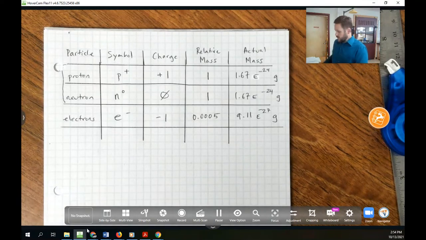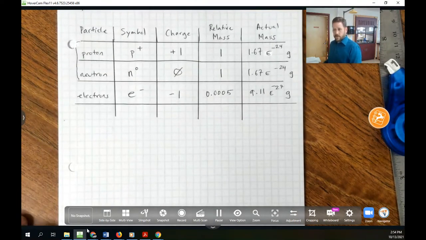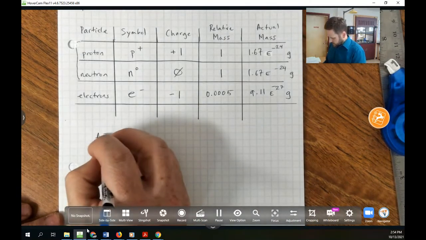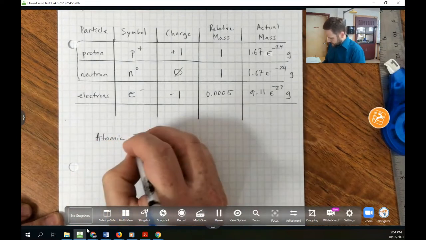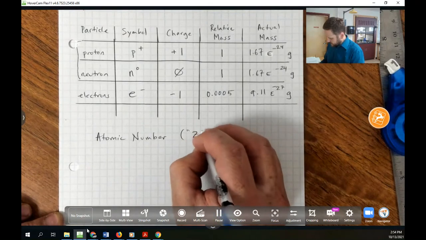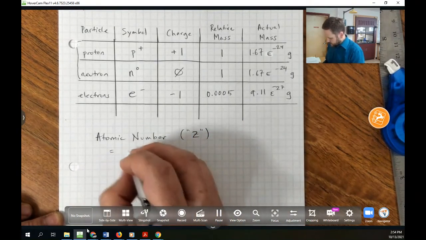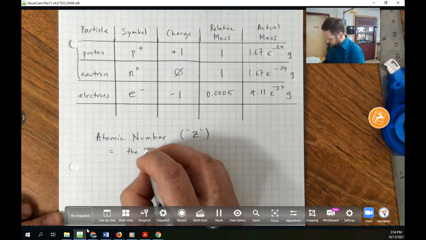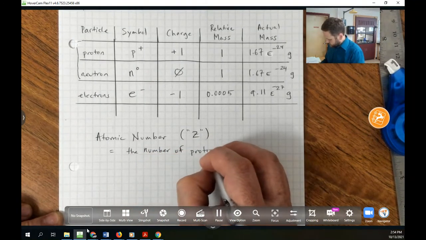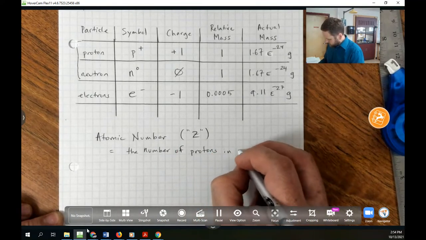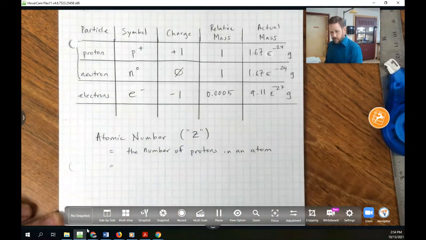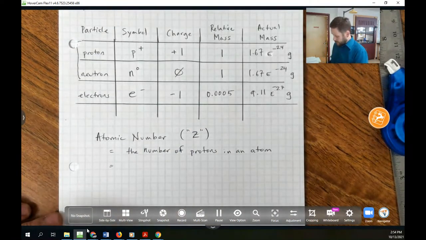The next point that we want to make in our notes is one of the most important in this introduction, and that is about what we call the atomic number of an element or of an atom. The atomic number, which is given the symbol Z, is the number of protons in the nucleus. And this is what is going to determine the identity of an element.